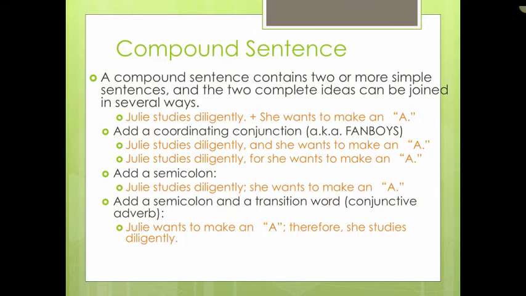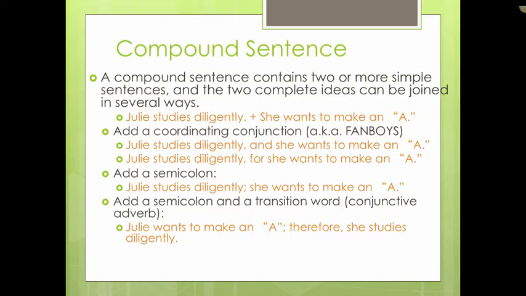A compound sentence contains 2 or more simple sentences, and the 2 complete ideas can be joined in several ways. For example, Julie studies diligently. She wants to make an A. We can join those 2 sentences together with a coordinating conjunction, also called a fanboys: for, and, nor, but, or, yet, so. Julie studies diligently, comma, and she wants to make an A. You could also say, Julie studies diligently, comma, for she wants to make an A. The meaning is slightly different, but they're properly punctuated according to the rules of coordinating conjunctions.